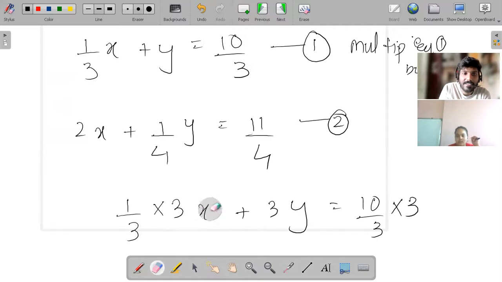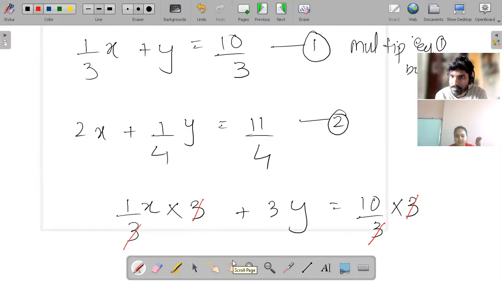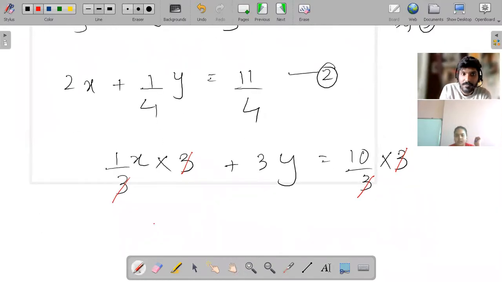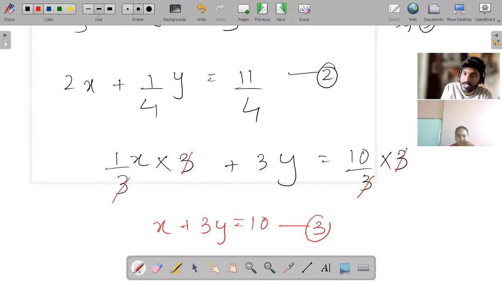You mean to say like this, 1 upon 3 into x into 3? Yes. Okay, fine. Now this 3 and this 3 cancel here, and this 3 and this 3 cancel here. Is this clear? Yes. Okay. So you'll have the new equation: x plus 3y equals 10. This you call equation 3.